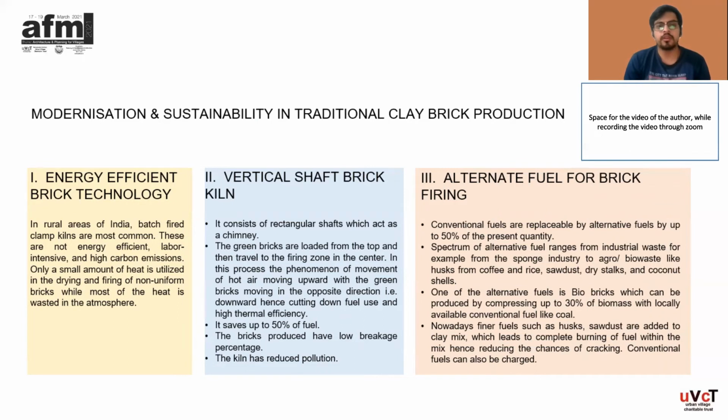Only a small amount of heat is utilized in the drying and firing of non-uniform bricks, while most of the heat is wasted in the atmosphere. Number two, vertical shaft brick kiln. It consists of a rectangular shaft which acts as a chimney. The green bricks are loaded in at the top and then travel to the firing zone in the center.